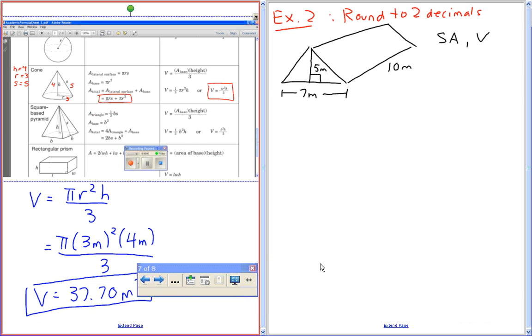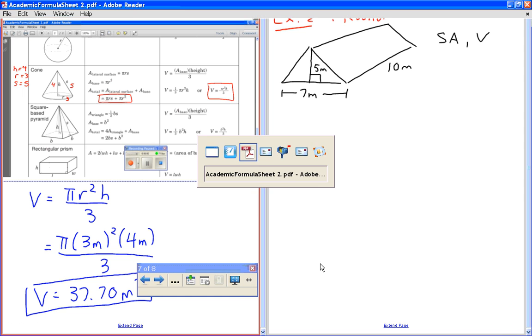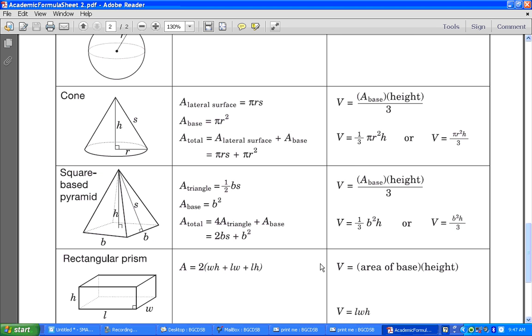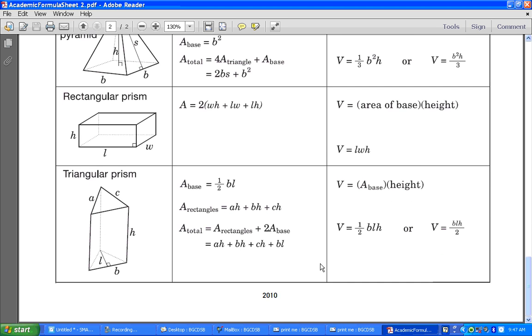Okay, the way this one works, we need to find some more information. All right, if you go to the formula sheet, which hopefully I will, we're going to be using triangular prism here. Okay? We're missing some information still. Okay, we're missing a lot of information.